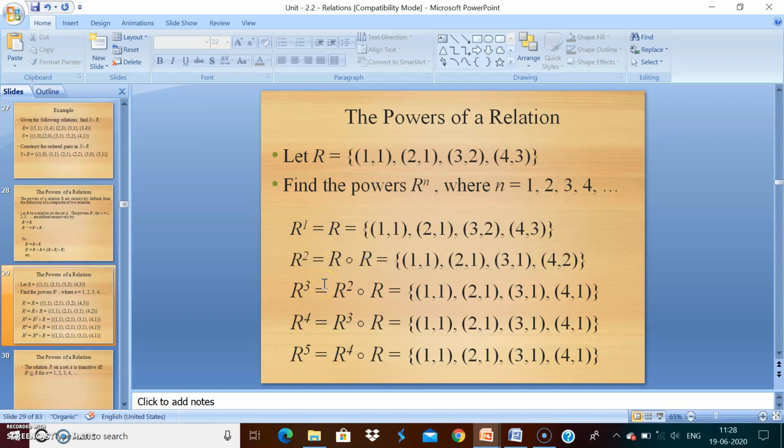R cubed: first identify R squared, which is (1,1), (2,1), (3,1), (4,2). Combining with R, we get (1,1), (2,1), (3,1). Next, (4,2) with (2,1) gives (4,1), and the middle 2 cancels. That is R cubed. Similarly, we find R4 and R5.